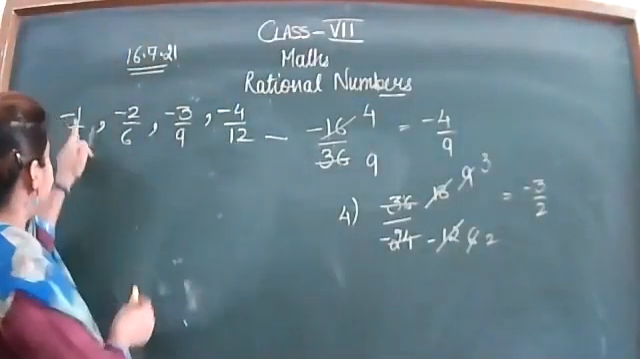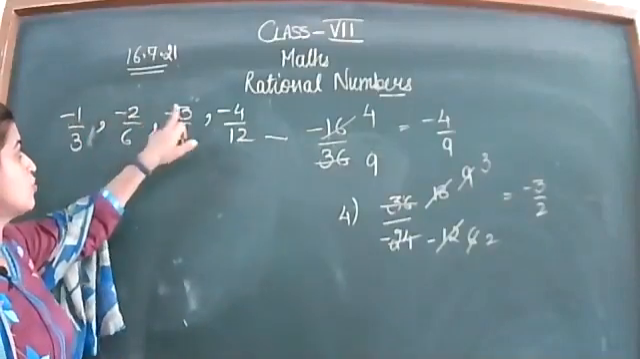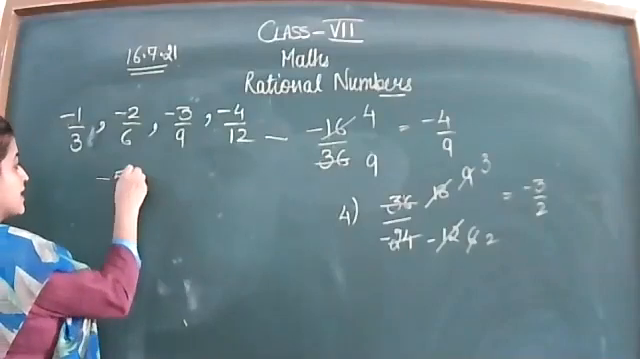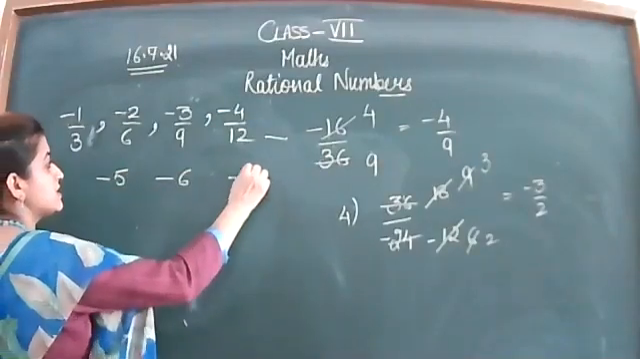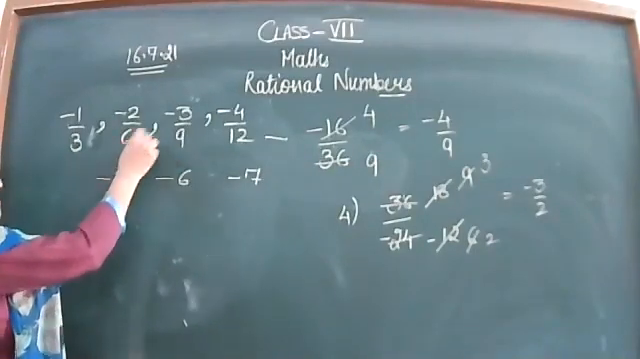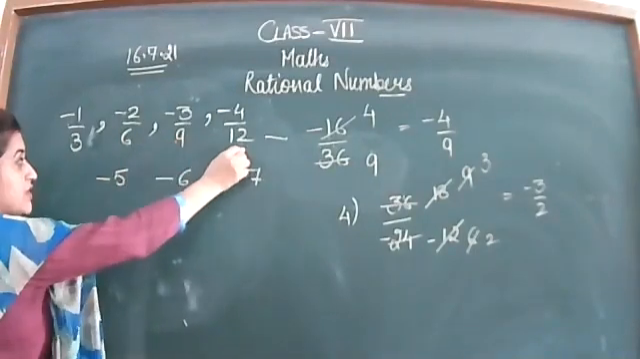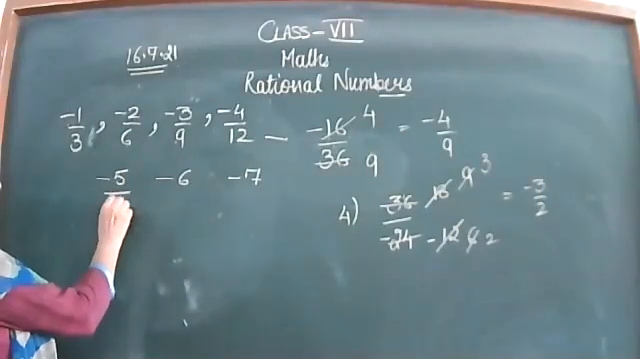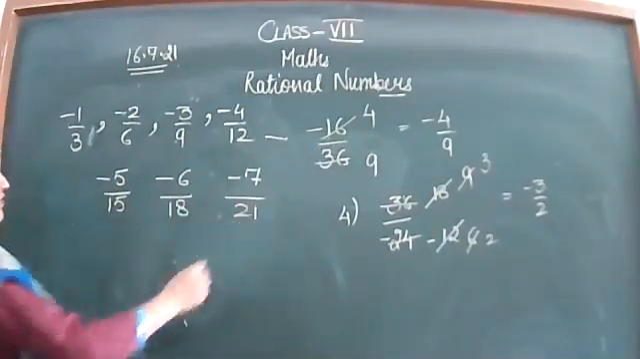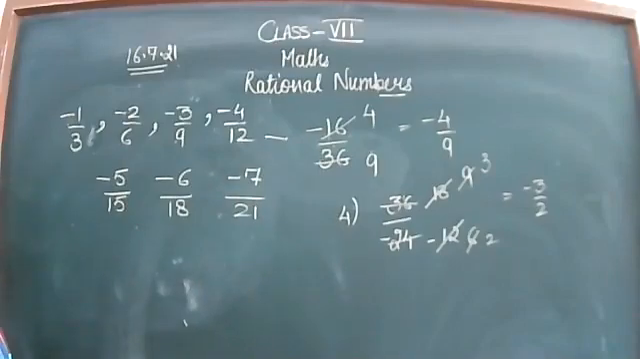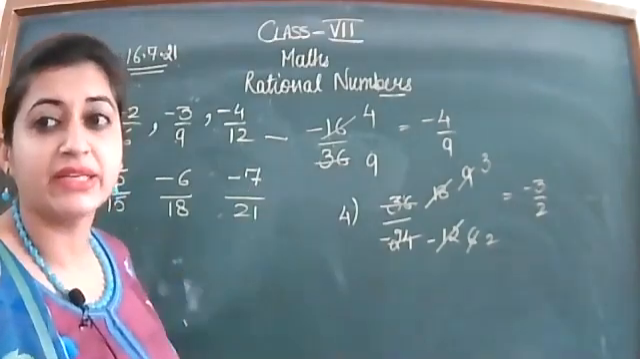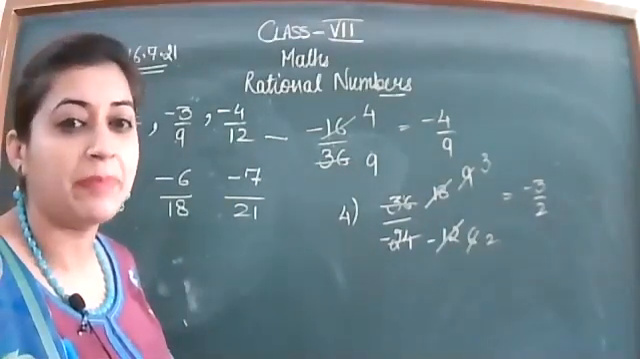Now look here. -1, -2, -3, -4. Next will be -5, -6, -7. 3 1s are 3, 3 2s are 6, 3 3s are 9, 3 4s are 12, 3 5s are 15, 3 6s are 18, 3 7s are 21. Don't cancel. You will leave it as it is. Don't cancel these because you are completing the pattern.